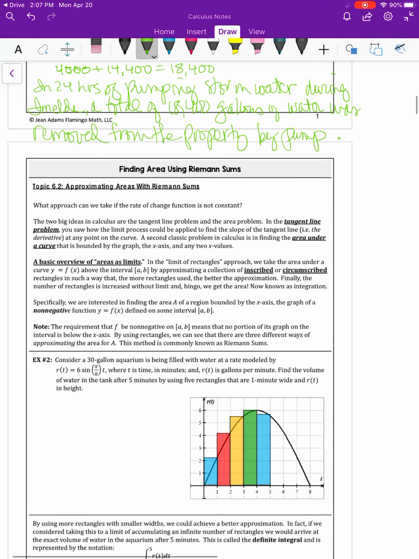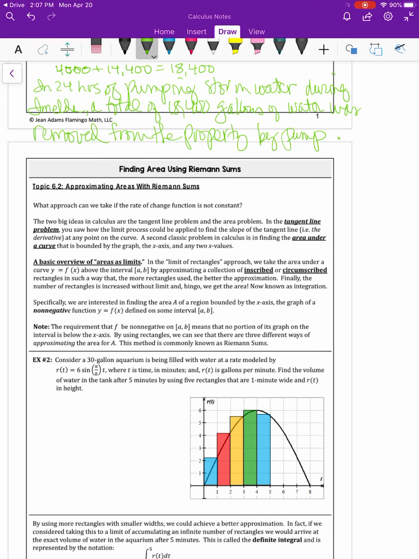Okay. And they want to make sure you understand what happens when you find the area under the curve. And it's going to be a little bit of writing coming up here in some of these problems.